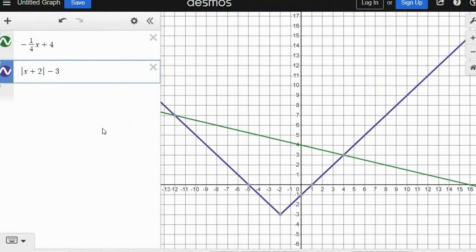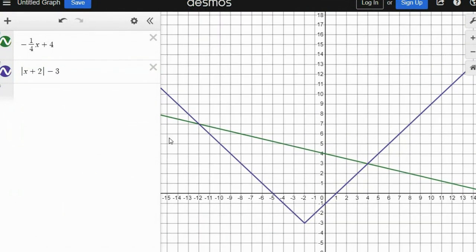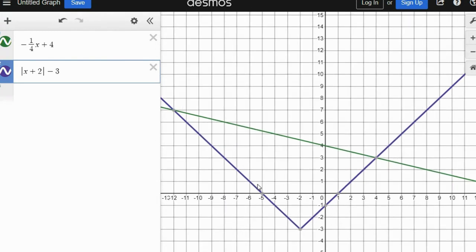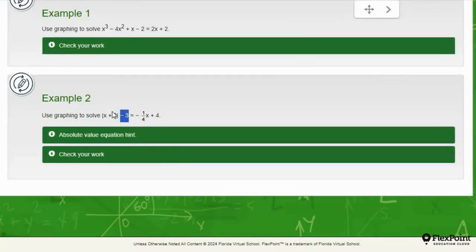Okay, so there is the absolute value graph with a line, 2 solutions. One is at negative 12.7, the other one's at 4.3. Nice solutions. Didn't have to have fractions or decimals or anything. So pay attention to that. If you have them all in one line, make sure you're graphing 2 separate lines or shapes.